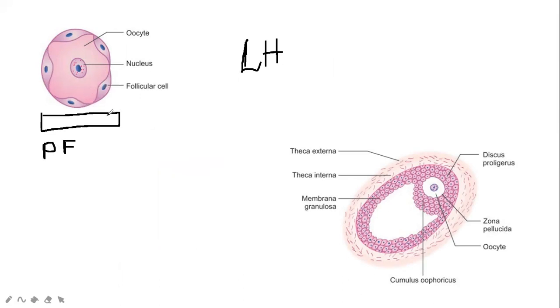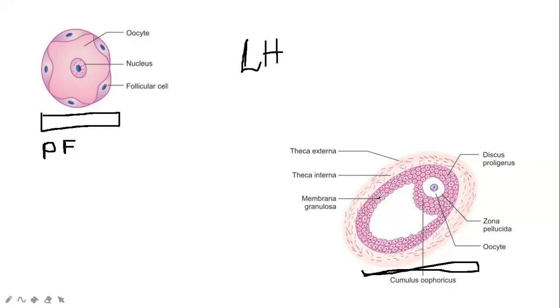From this primordial follicle, we go on to the primary follicle when the cells are now cuboidal, and then to the secondary follicle when the follicular cells are now forming strata around, up to what we call the Graafian follicle. For now, I'll talk about the Graafian follicle. Just before ovulation, what we have is this mature Graafian follicle.